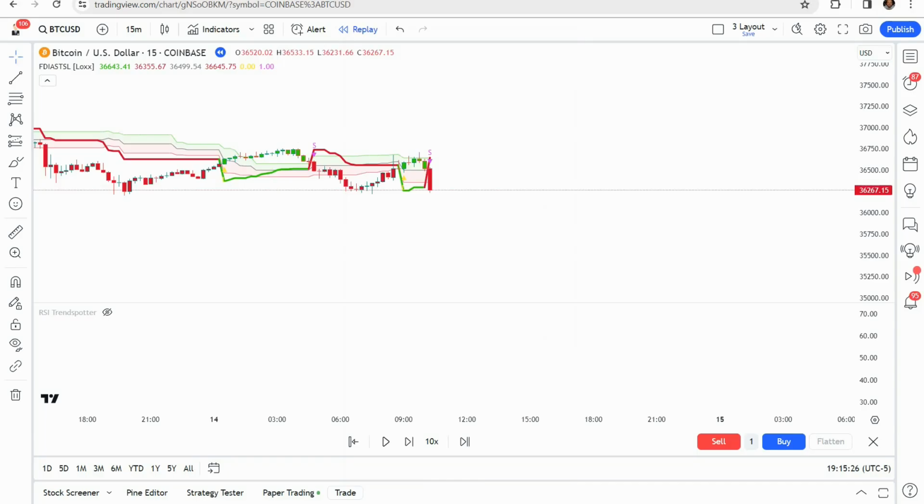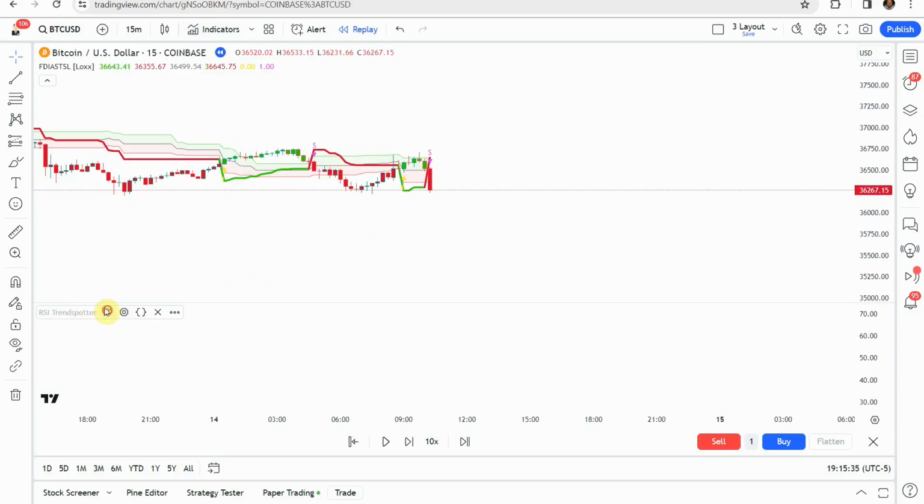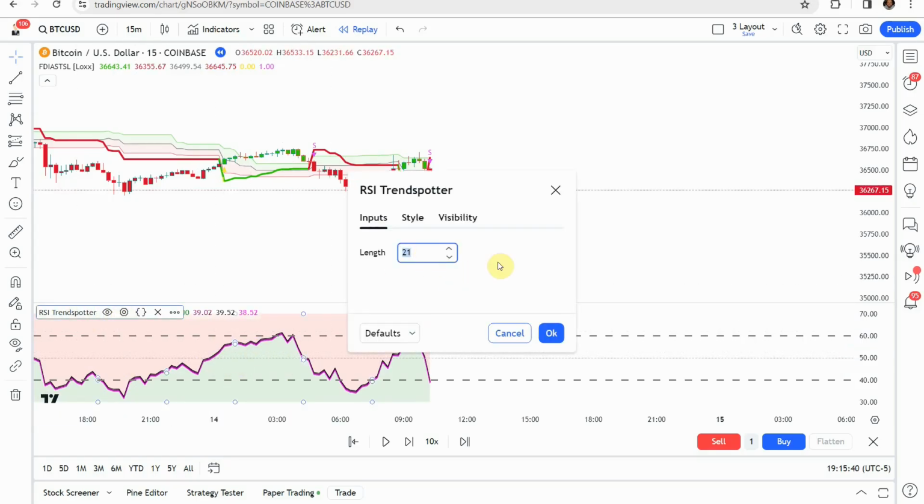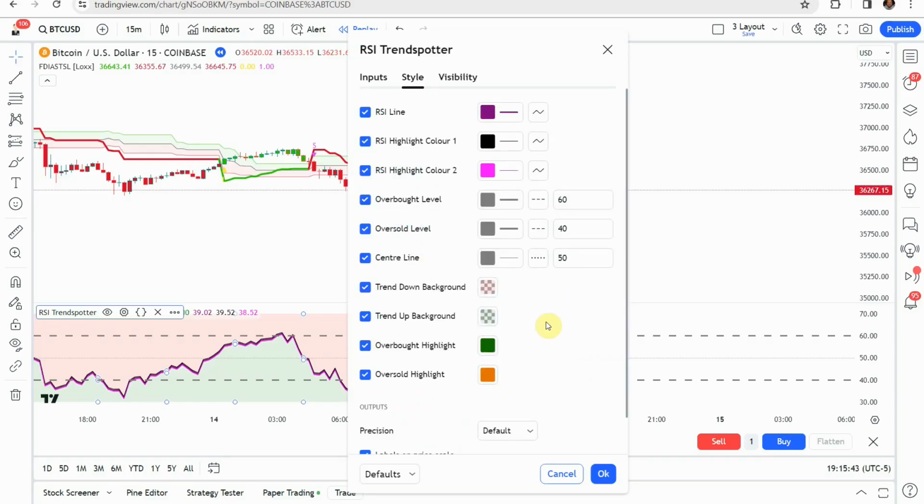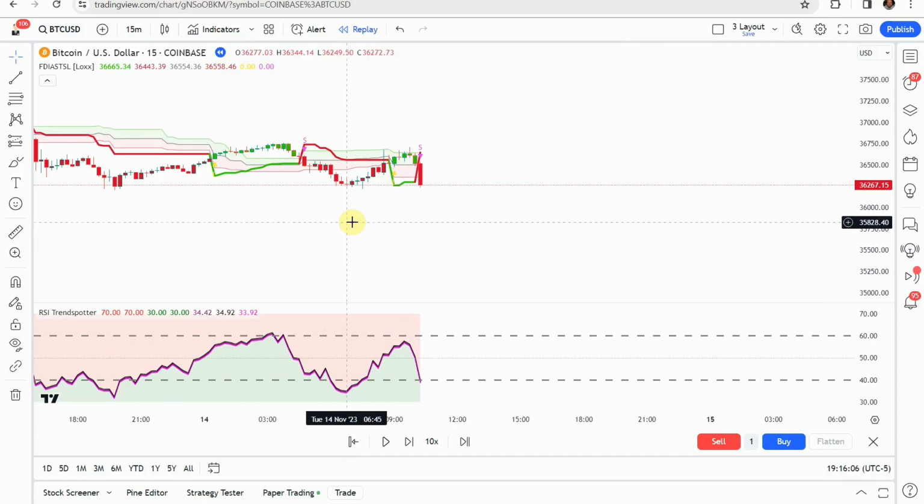The next indicator you'll want to add to the screen is going to be the RSI trend spotter, this one right here. Again, add that to the screen, and it'll look similar to this. Go ahead and jump into the settings, and on the length, change that to 21. Under the style, go into the overbought level and change that to 60, and go to the oversold and change that to 40. If you want, you can bump up the line weight on these, like I did here, to get that nice, bold, dashed line. Go ahead and click OK, and it should look like I have here on screen now.